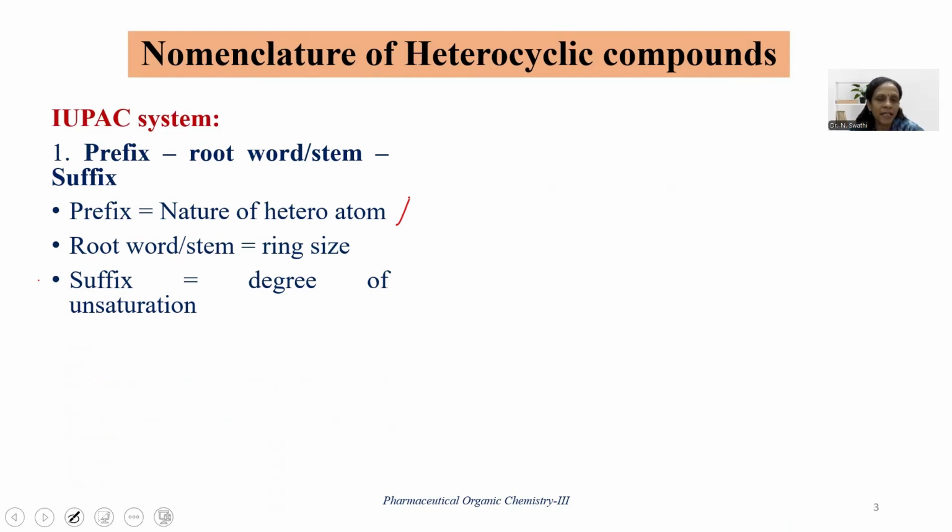Then what is the ring size? Whether it is a 3-membered ring, 4-membered ring or 6-membered ring, that information we have to provide in the root word. Then the name should end with a suffix, which indicates the degree of saturation. That means whether the given compound is an unsaturated compound or a saturated compound. So that information should be provided in the suffix. Now let us see how we can write in this particular order.